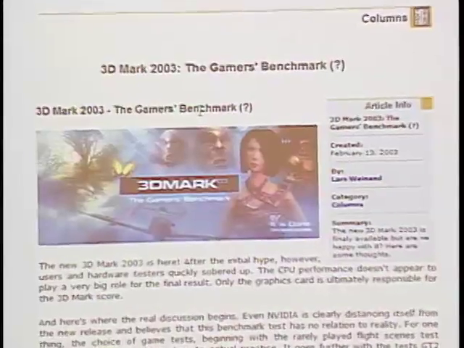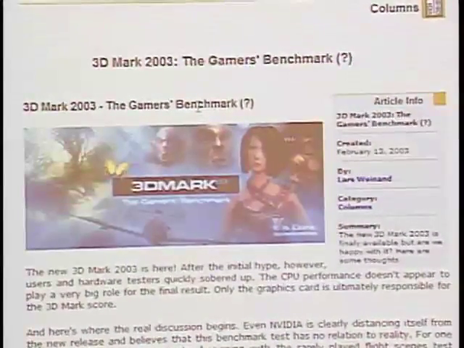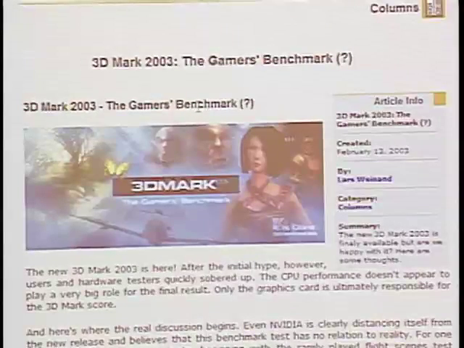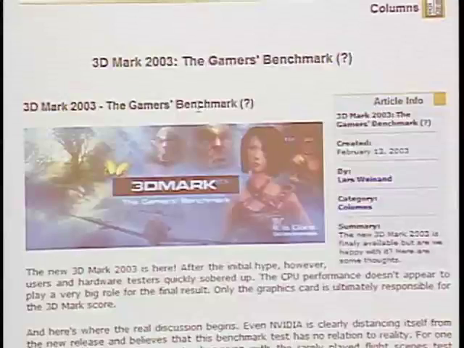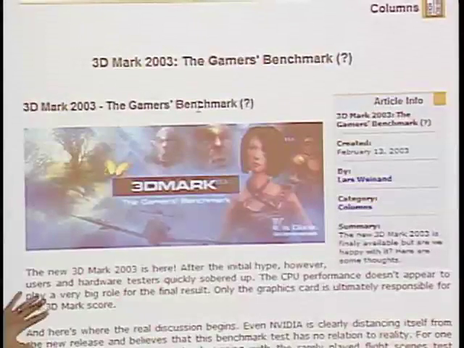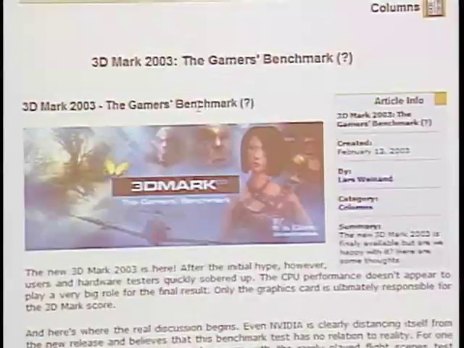I get the impression people care about this a lot. And they argue a lot about the numbers every year. Like, is this biased toward this, biased toward that? Is this really meaningful, and so on. So Nvidia decided here that they're distancing themselves from 3D Mark 2003 and believes that this benchmark test has no relation to reality.